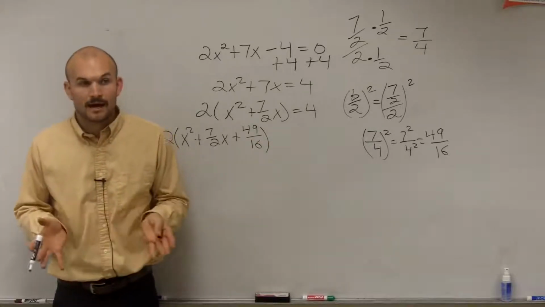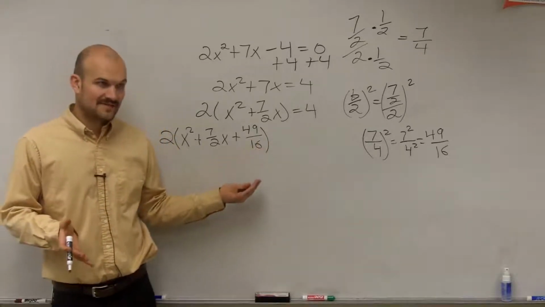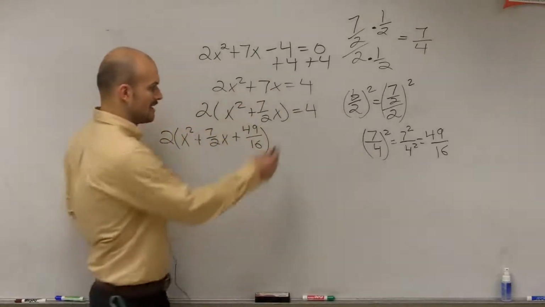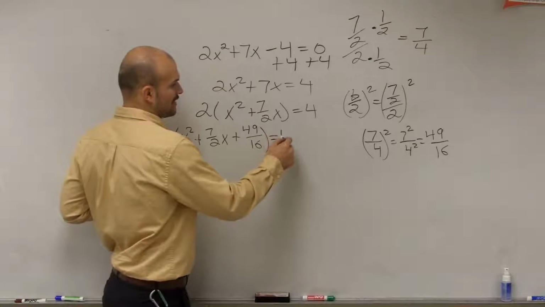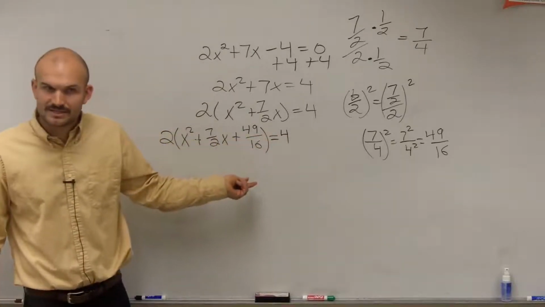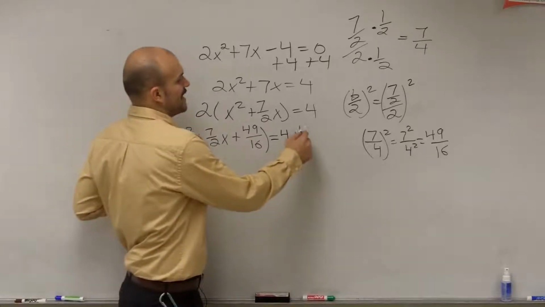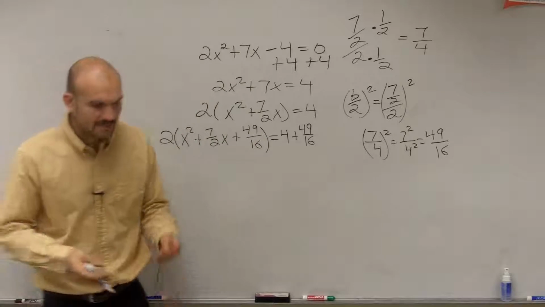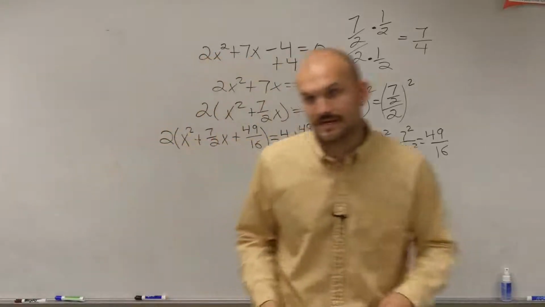Okay? Now, remember, whatever you do on the left side, you have to do on the right side. So I still have my 4 on the right side, so I'm going to write 4. And then since I added a 49 over 16 on the left side, I have to add a 49 over 16 on the right side. And then here comes the important part that so many students forget.